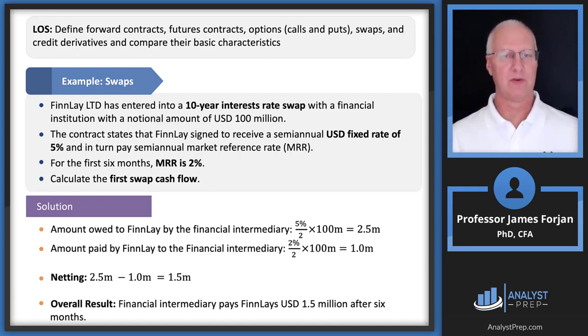Now remember, when we enter the contract, we don't really know what that market reference rate is going to be. So after some time goes by, that market reference rate is 2%. So let's go ahead and calculate the first swap cash flow.